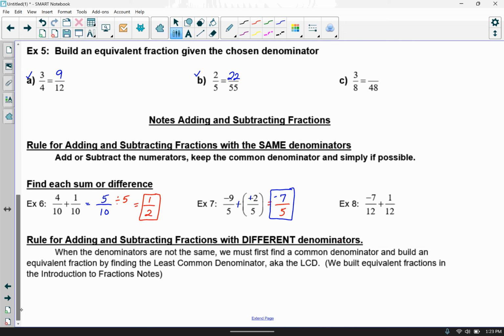All right, so when we're adding and subtracting and we have different denominators, we're going to have to find our least common denominator and build an equivalent fraction like we already started doing back here in example 5. All right, so let's flip it on over.